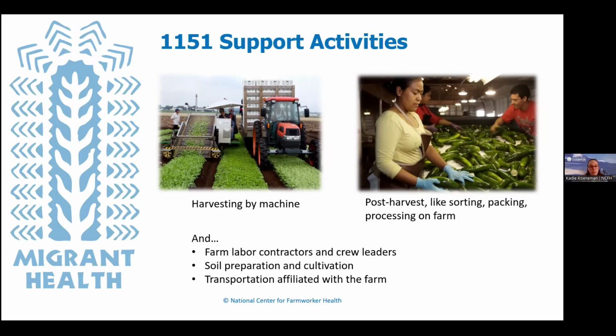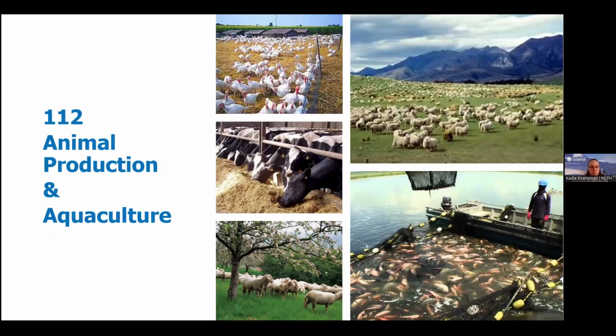Okay, so let's go on to our next NAICS code, 112, animal production and aquaculture. This includes dairy farms, animal farms, poultry farms and hatcheries, and fisheries. One important note about fisheries is that deep sea fishing is not an industry included in the definition of agriculture.